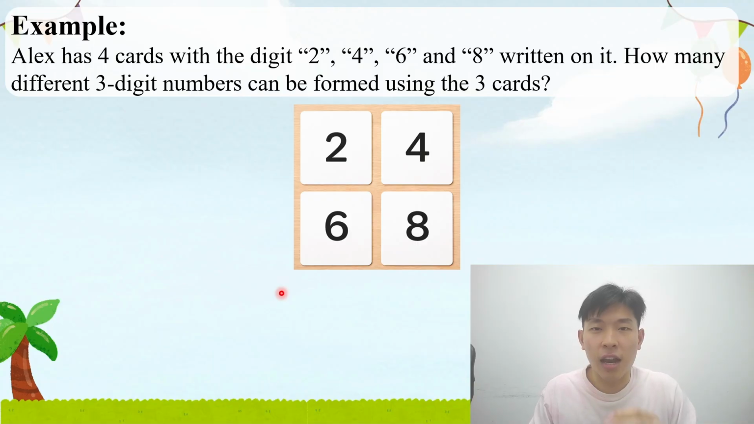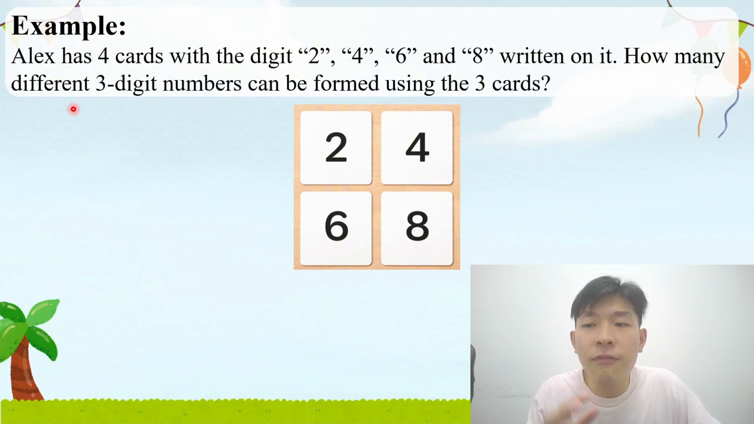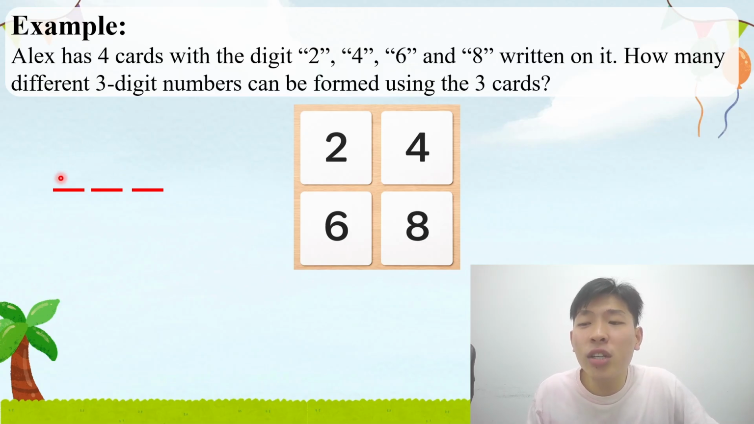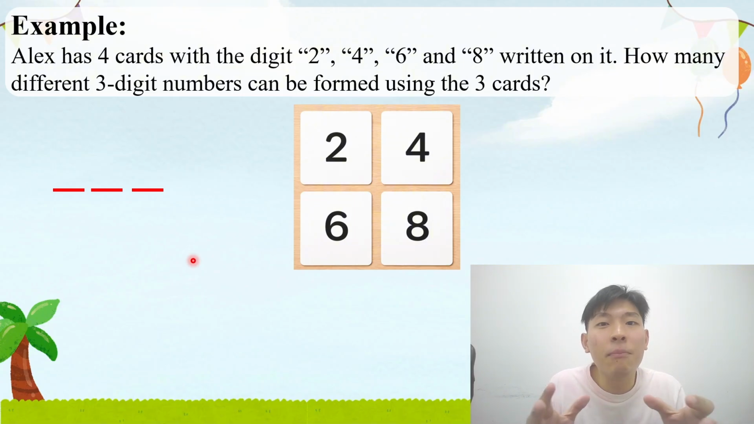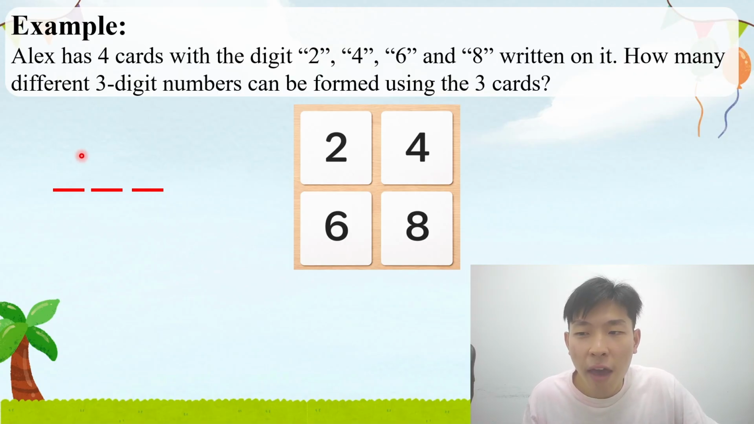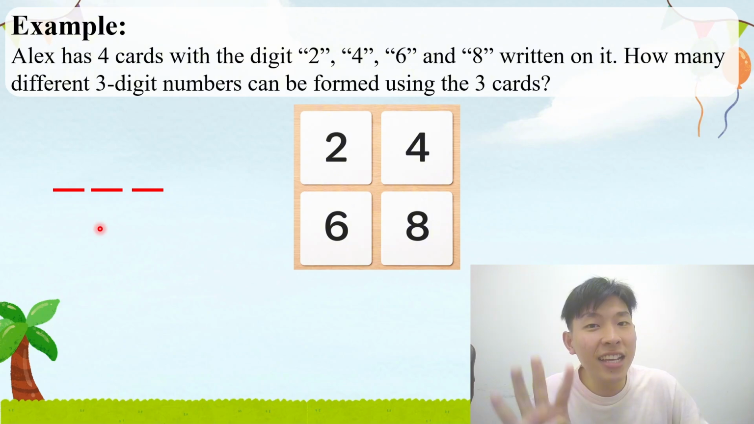Okay, let's look at another example. This time I have 4 cards with digits 2, 4, 6, 8. Similarly, I want to find how many different 3-digit numbers can be formed. Now this is 3-digit numbers, so we will have 3 spaces. So how many choices do I have for my hundreds? This is the same. I still need to choose one number for my hundreds place, one number for my tens place, and one number for my ones place. So how many choices do I have for my hundreds? Very good. It is 4.